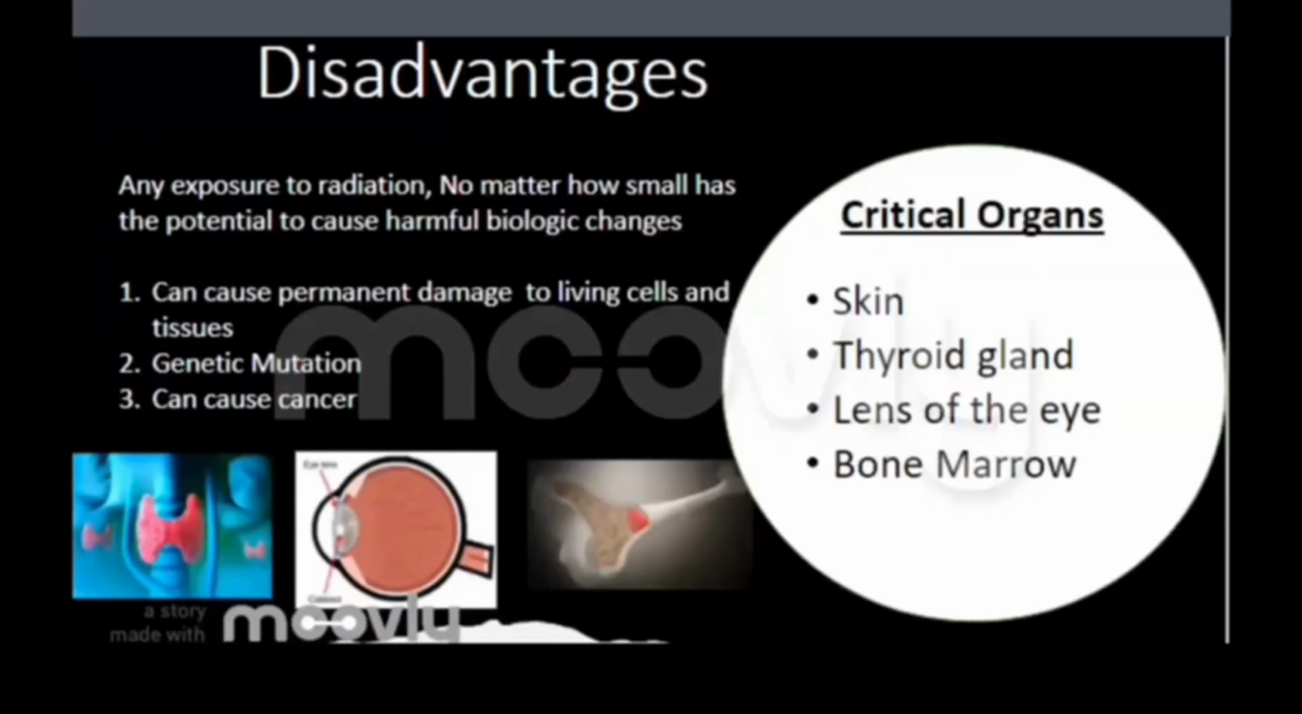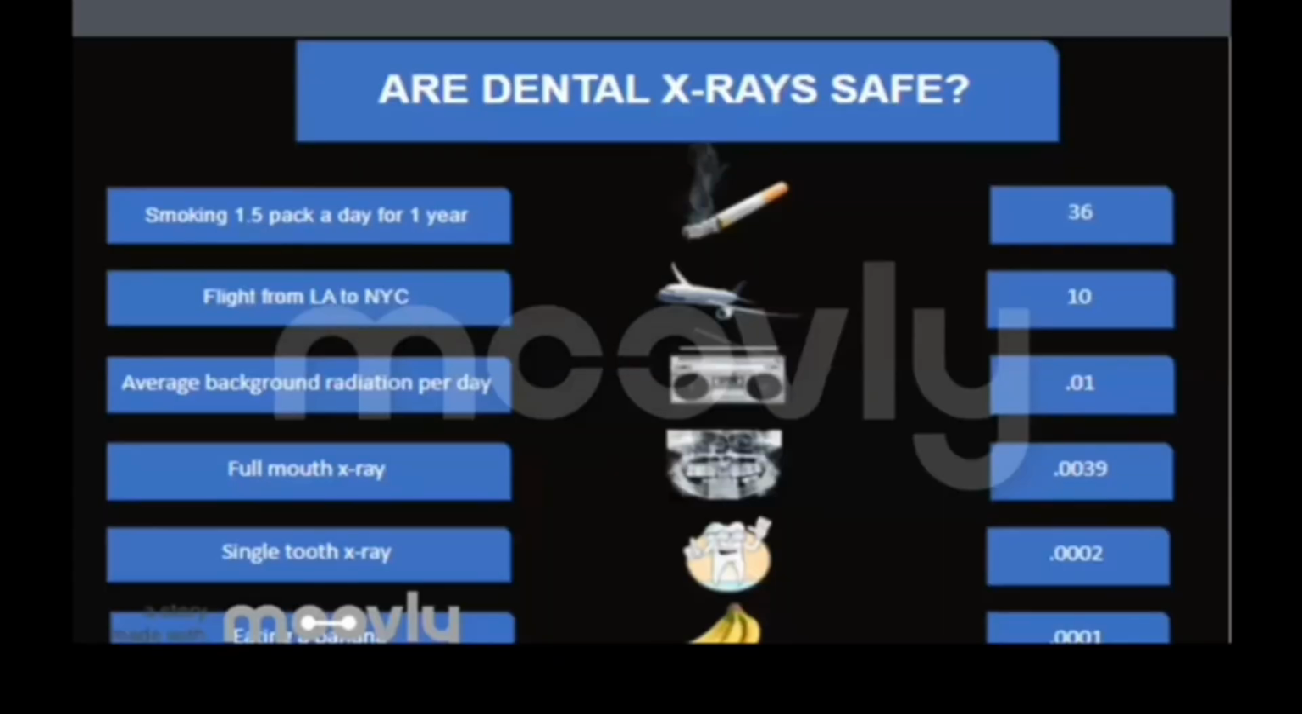And last but not least, we have the disadvantages. So any exposure to radiation, no matter how small it is, can cause some harmful biological changes. It can cause permanent damage to living cells and tissues. It can cause genetic mutation, and it perhaps can cause cancer. So the critical organs that can be affected by the radiation are skin, thyroid glands, lens of the eyes, and the bone marrow. So on the next slide, we have, are dental x-rays safe?